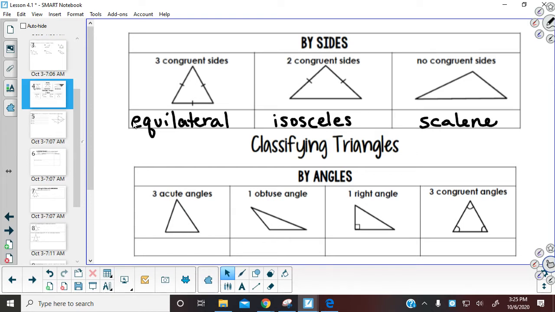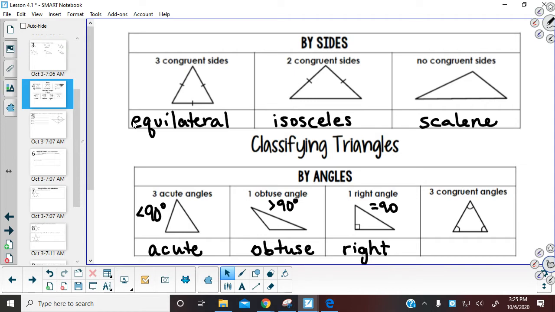Notice for the angles, you actually have four options. So if all of your angles are acute, or in other words, less than 90 degrees, that's just going to be considered an acute triangle. So all of the angles are less than 90. If you have one obtuse angle, in other words, one angle that's greater than 90 degrees, that's considered an obtuse triangle. If you have one right angle, or equal to 90 degrees, that's just going to be a right triangle. So those follow the angles.